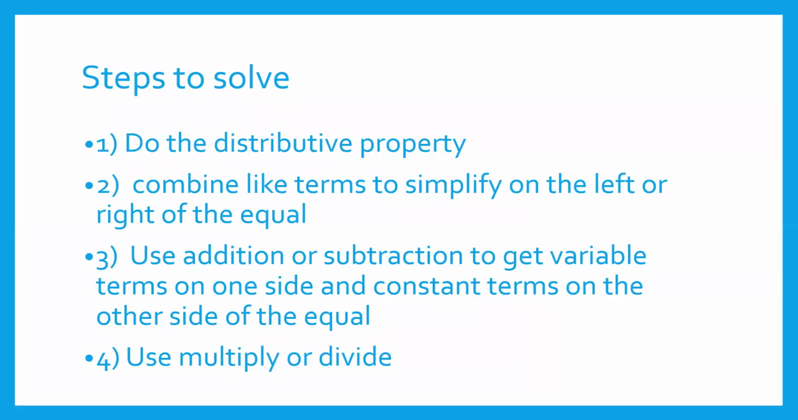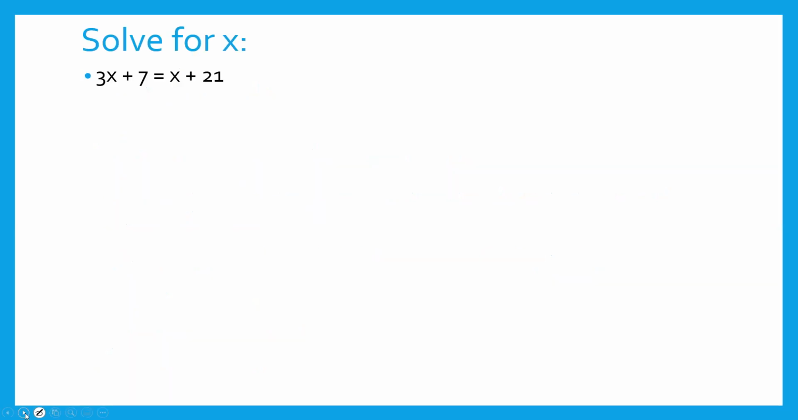Third, you want to use addition and/or subtraction to get the variable terms on one side and the constant terms on the other side. This is what we traditionally think of as solving because we have to do the opposite here. And so this is that inherent technique that we need. And then finally, we'll end up using multiply or divide, but we do have to hold off on using that until the very end of the problem. So let's look at a couple examples and see if we can put this into practice.